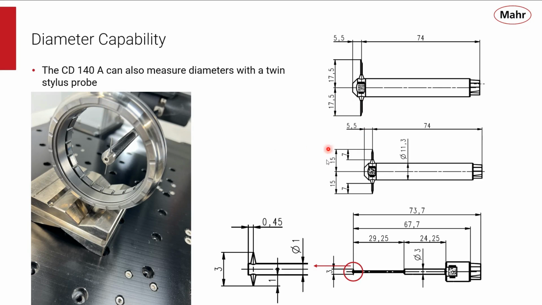And here are just some examples of the size of twin stylus probes that we have to offer, whether you need something a little bit bigger, around 30 millimeters, or something a little bit smaller, around 3 millimeters.